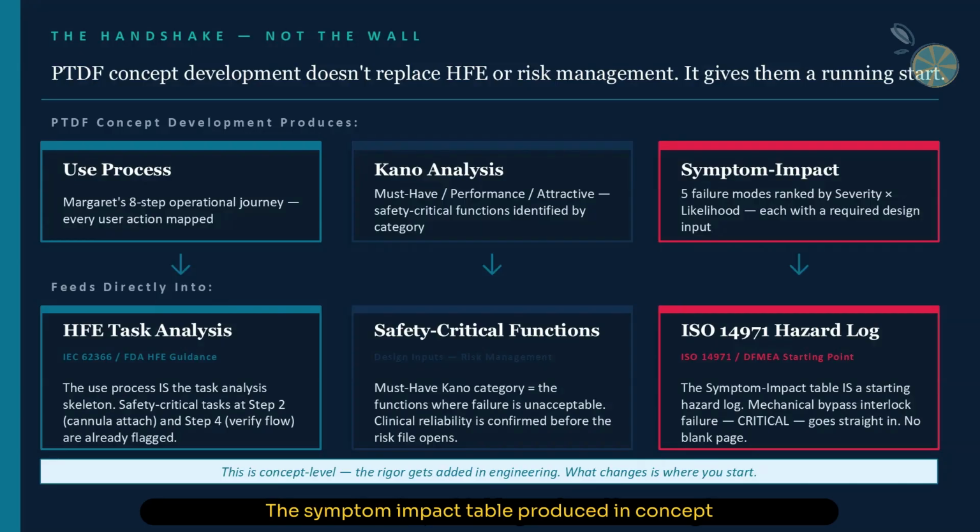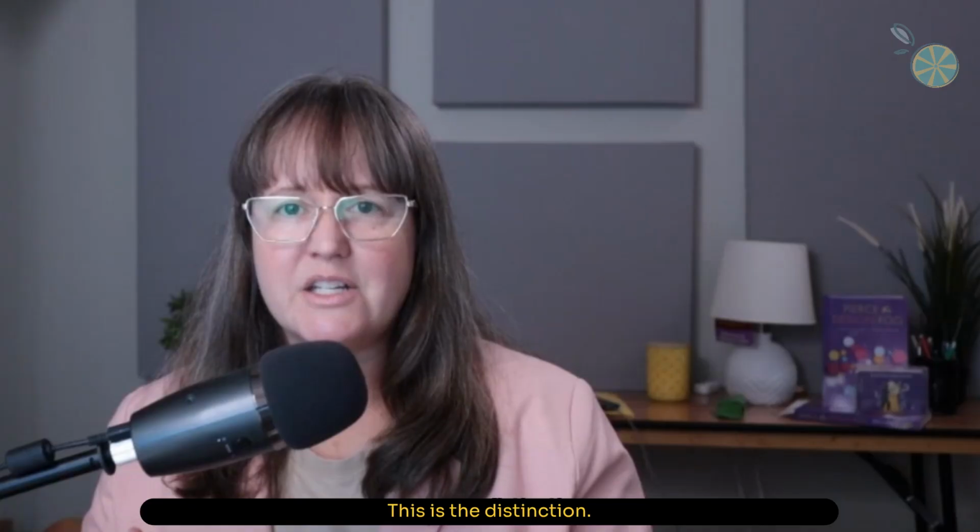The symptom-impact table produced in concept development is not a finished hazard analysis under ISO 14971, but it is a starting hazard log, grounded in user behavior, severity rated with design inputs already mapped. Mechanical bypass interlock failure, critical, goes straight in. No blank page. And the must-have Kano category? That's the team telling engineering which functions are safety critical before risk management formalizes it. Clinical reliability is must-have.